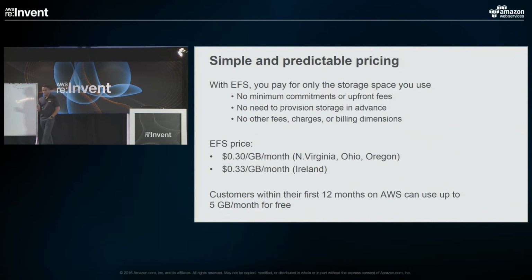And so in addition to durability, performance, and availability, pricing is also one of the main attractions with EFS. With EFS, the pricing is very straightforward. You pay per amount of storage used per month. So in Northern Virginia, Ohio, and Oregon, it's basically 30 cents per gigabyte per month. And in Dublin, it is 33 cents per gigabyte per month. And if you're new to EFS and you want to try it out, we have a free tier which gives you 5 gigabytes per month for the first 12 months for free.